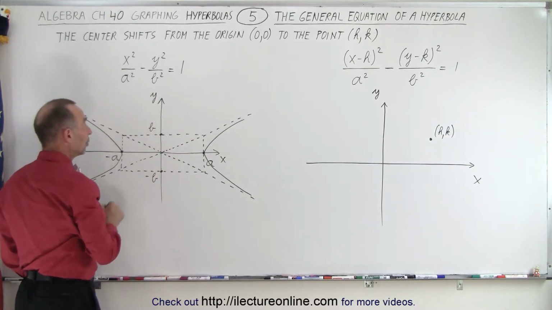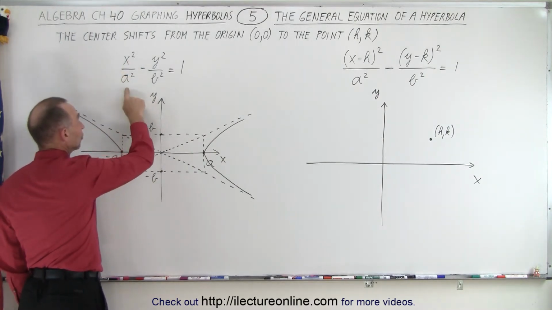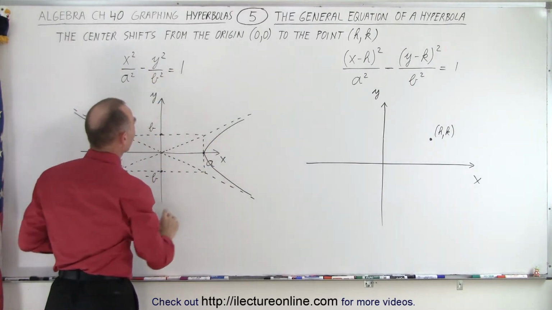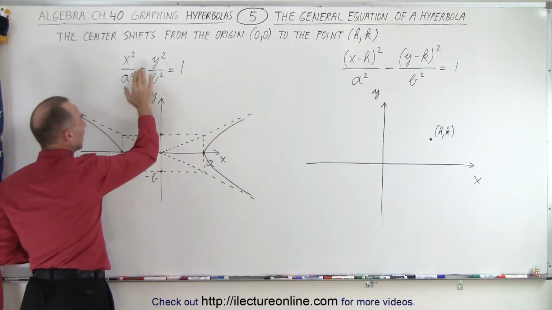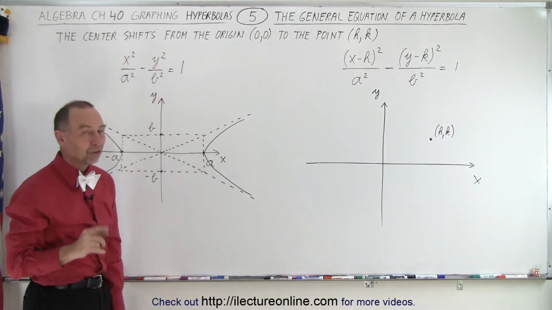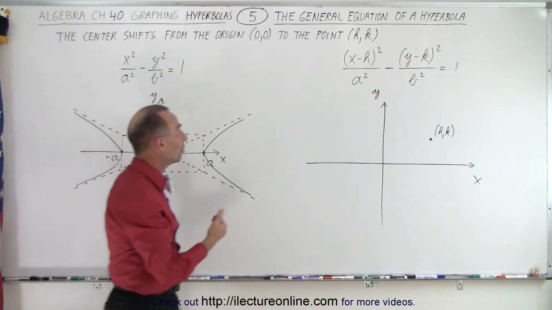Notice that if it's x squared over a squared minus y squared over b squared, the hyperbola opens sideways. If it's y squared over b squared minus x squared over a squared, then the hyperbola opens up and down. So what happens when we have the equation like this?